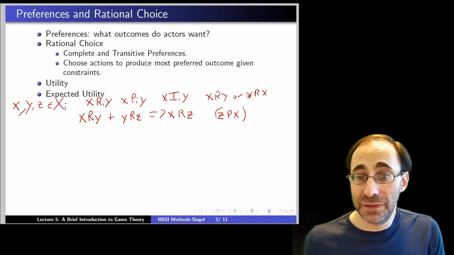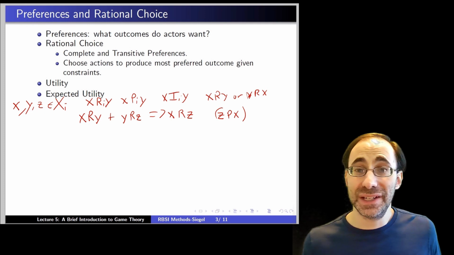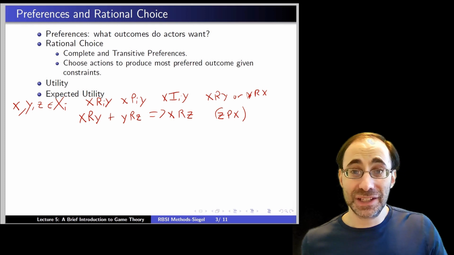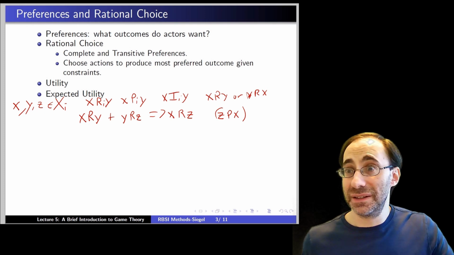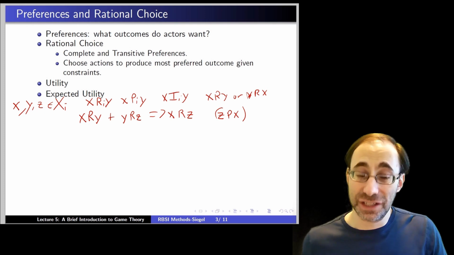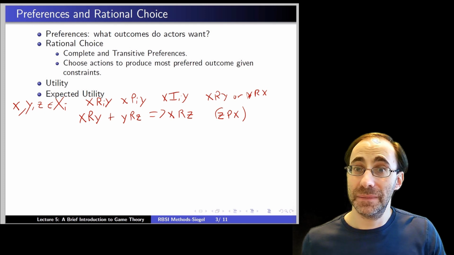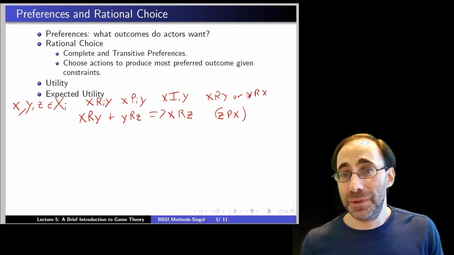At a simple level, it's straightforward, right? If I have X, Y, and Z in front of me in a pile, and I know I like the X the best, then the rational choice says I will pick my X. I won't pick Z or Y, I'll pick X, because that's the one I like the best. That's sort of simple level.